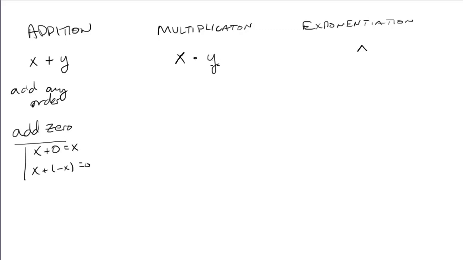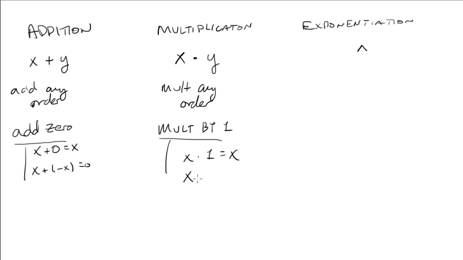Multiply two numbers. Multiply in any order. Multiply by 1, which is really two things for me. Multiplying by 1 doesn't change. Multiply by your reciprocal to get 1.